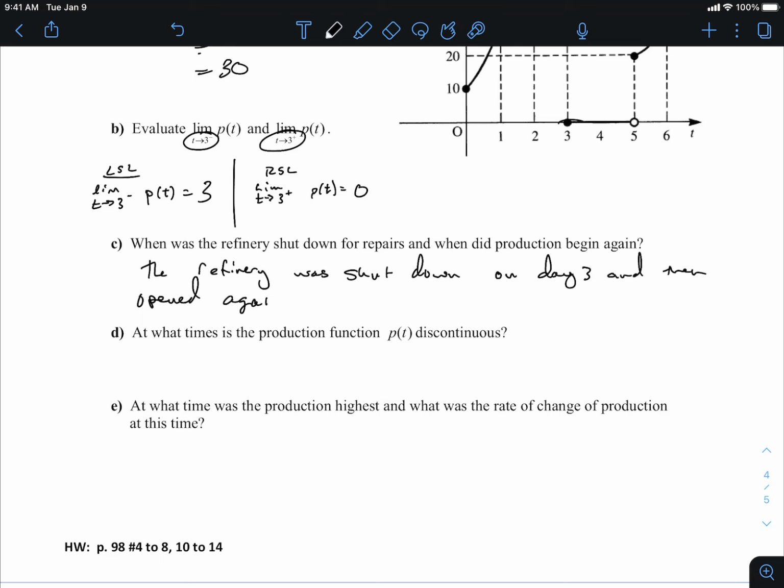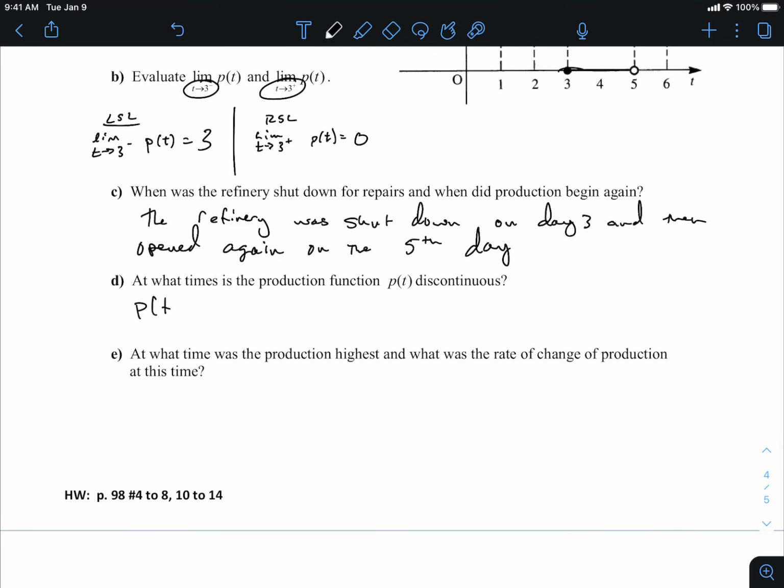I was thinking that this was in time for hours, and this was like a lunch break or something too. That would also work, right? There'd be a lunch break for, I don't know, 2 hours or something, and then they kick back up again, right? But it's in days, so opened again on the 5th day. Okay, and then we know that the graph, as a result, the function p of t, is discontinuous at t equals 3 and t equals 5.